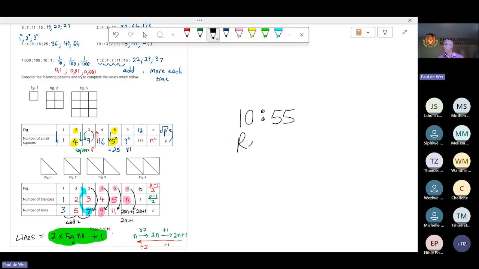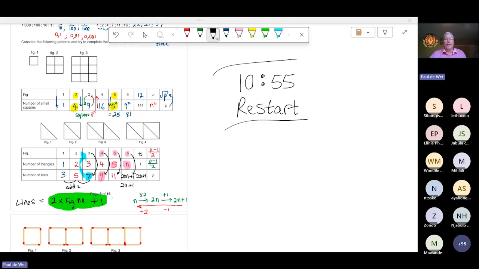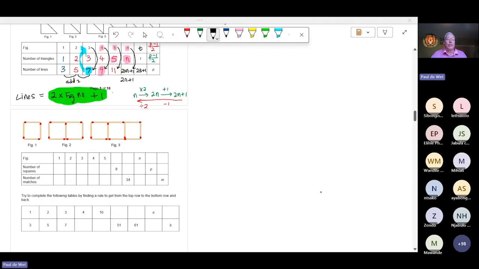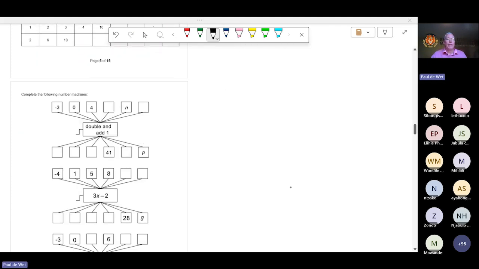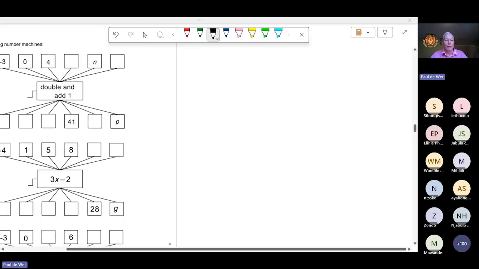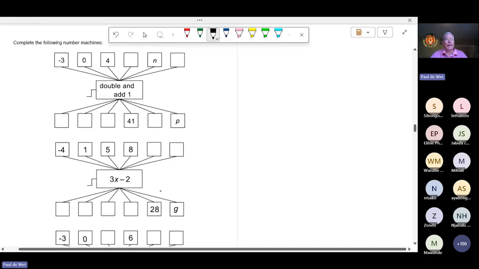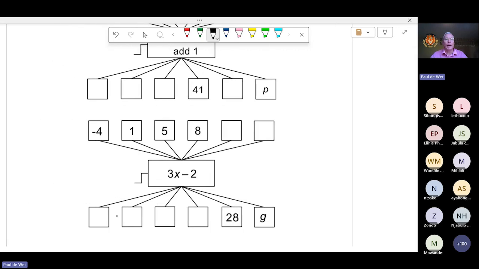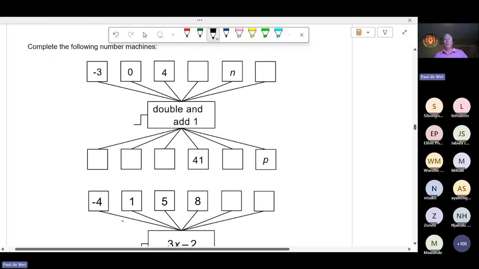Restart. Okay. Guys, it's now 10:55. So we're going to restart, and I'm going to ask you to go to page 7, all right? Because we're going to try and make sense of this algebra stuff that we're dealing with, that we're finding quite tricky at the moment. All right, and I'm hoping that this one will help us a little bit, okay?